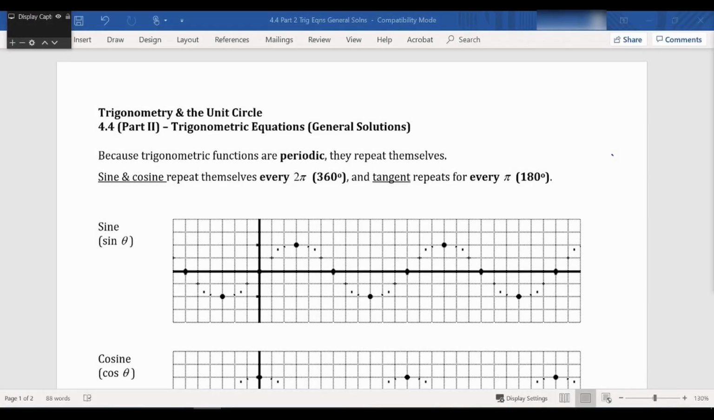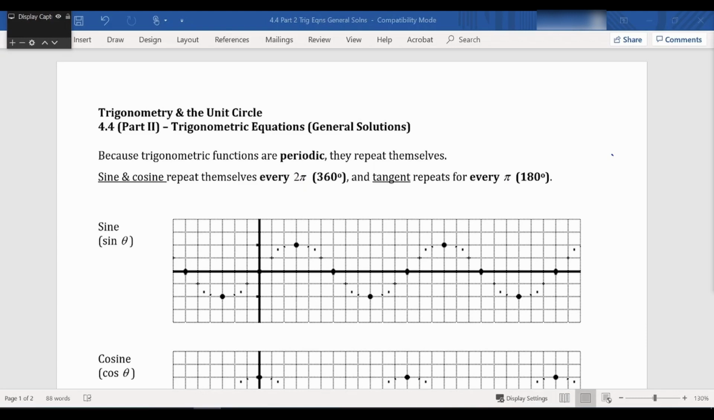Hello and welcome to our last lesson of the chapter, which is 4.4 Part 2, General Solutions of Trigonometric Equations. Before we start actually solving these things, we're going to take a look at the graphs of sine, cosine, and tangent very quickly here.